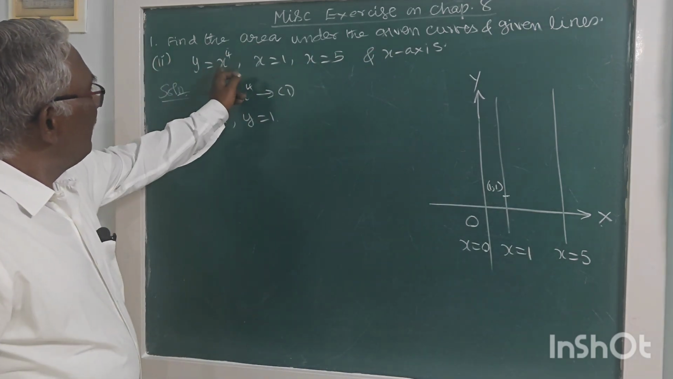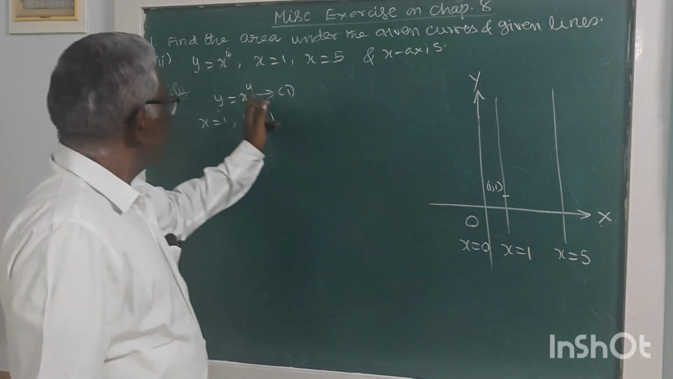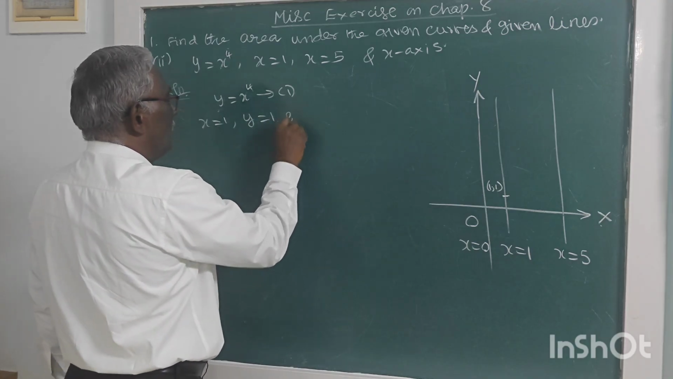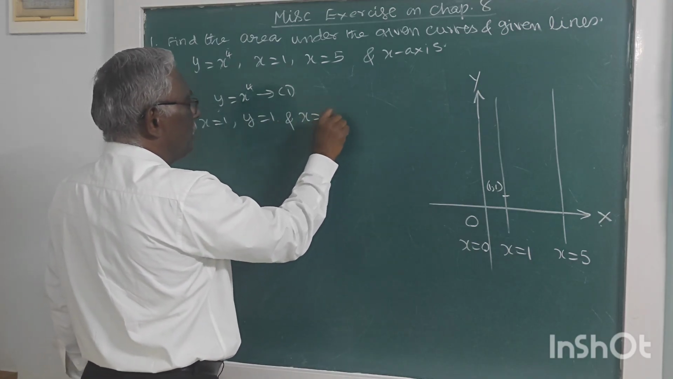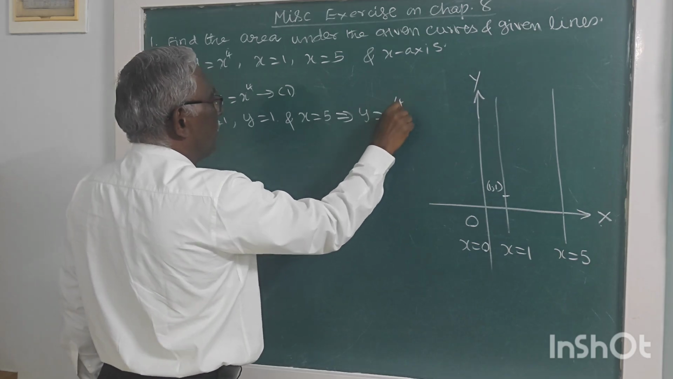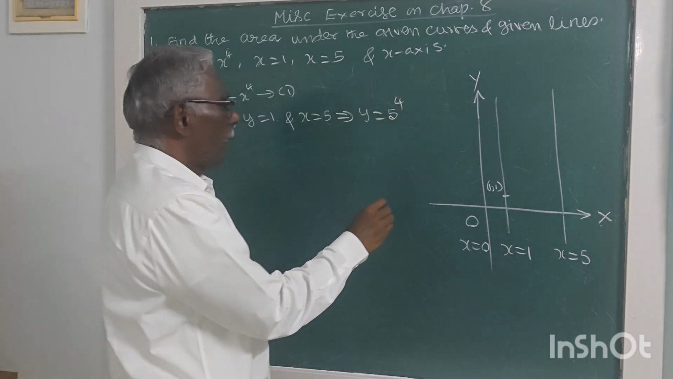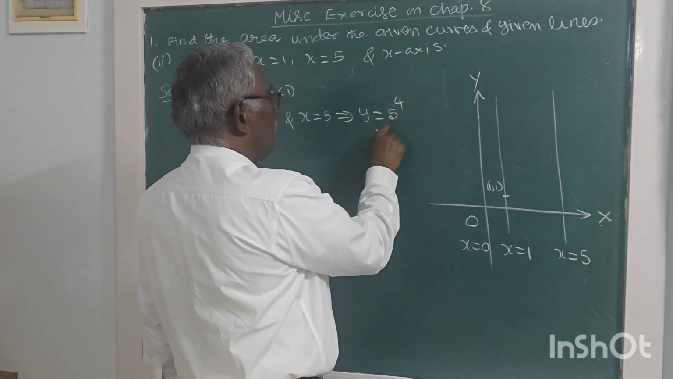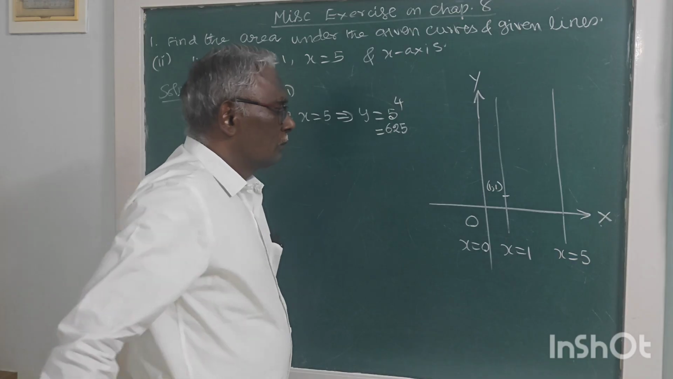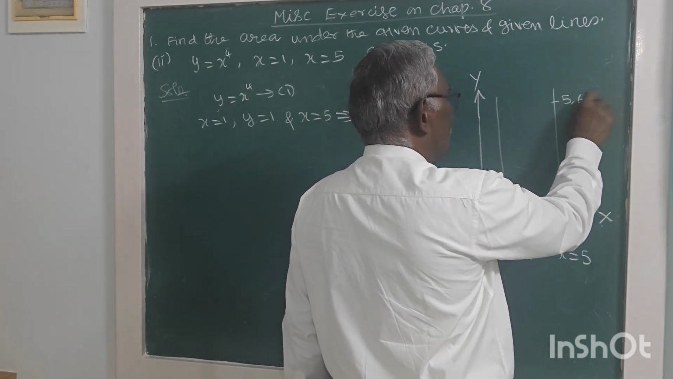Now, to see where this curve intersects the line x is equal to 5, put x is equal to 5 in this equation. And x is equal to 5 gives y is equal to 5 power 4. 5 power 4 is 25 into 25, 625. So it will be 5 comma 625.